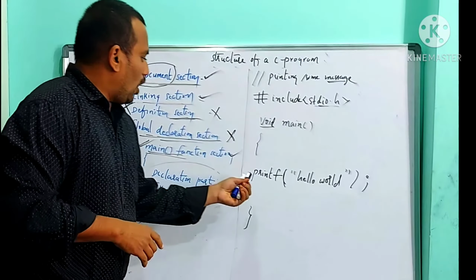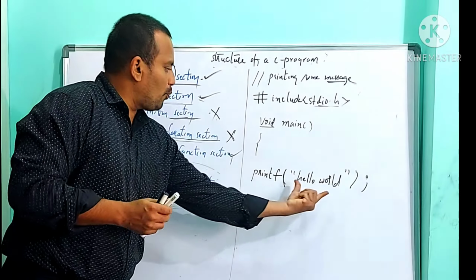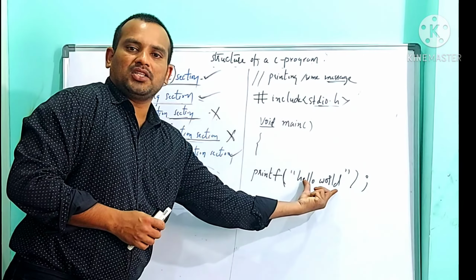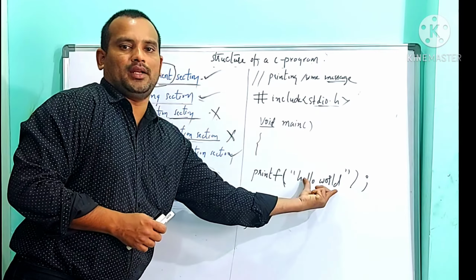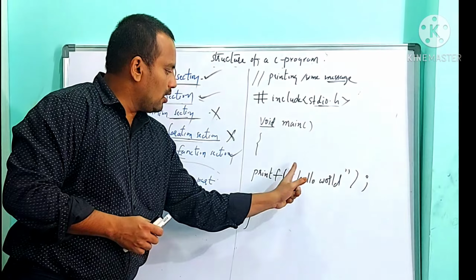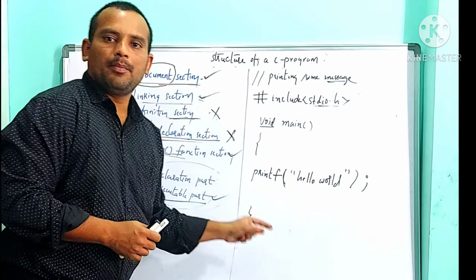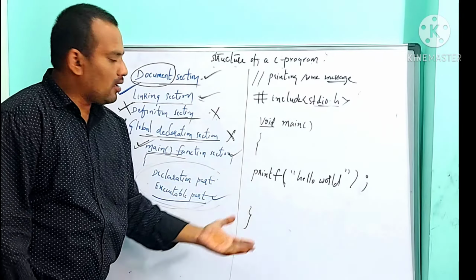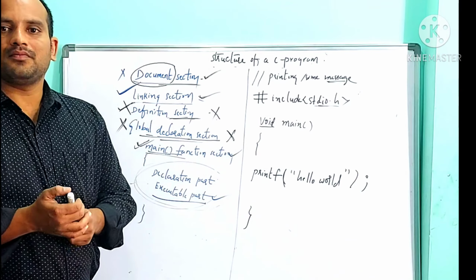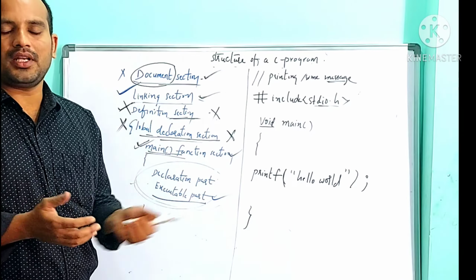So how to use printf? Remember, if you want to print some message, that message should be inside the double quotation of the printf function. So this is the first program to write a C program.